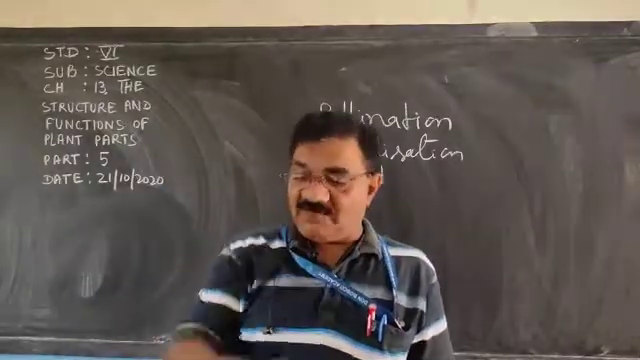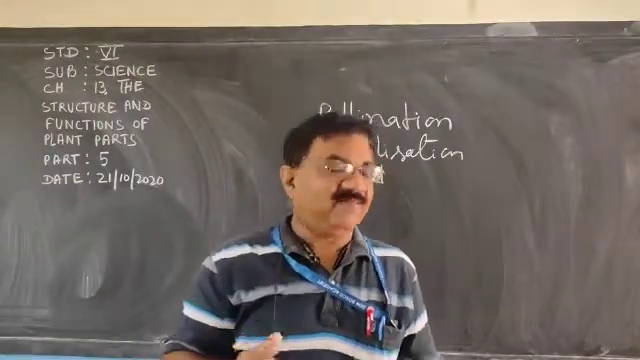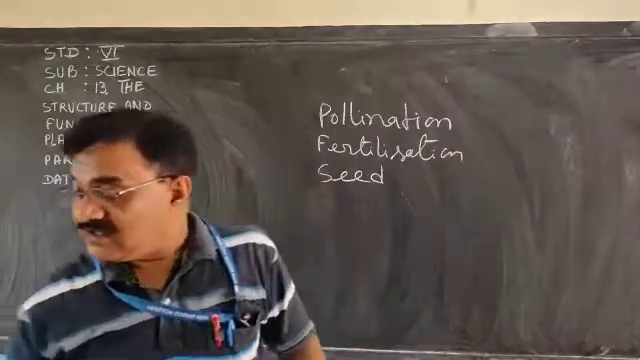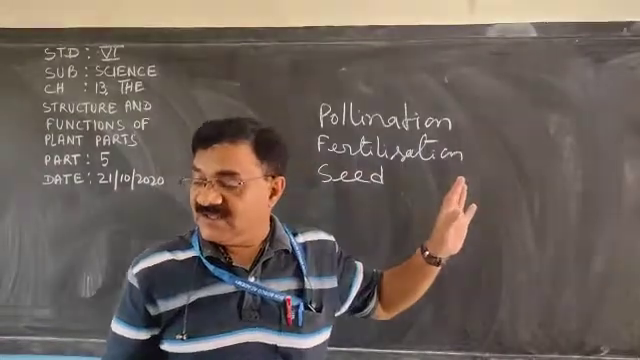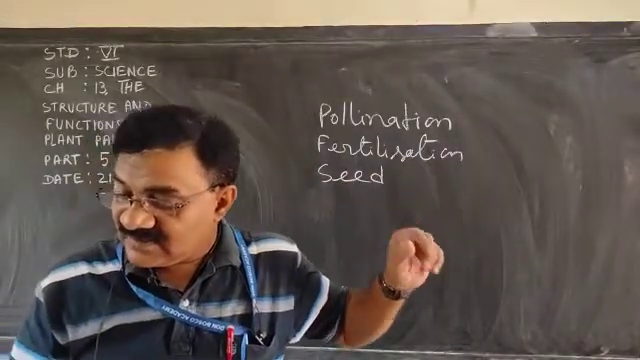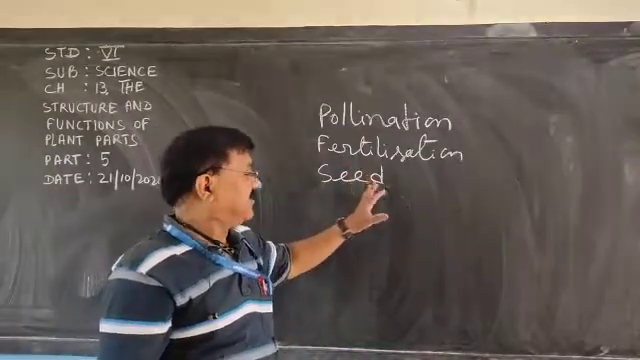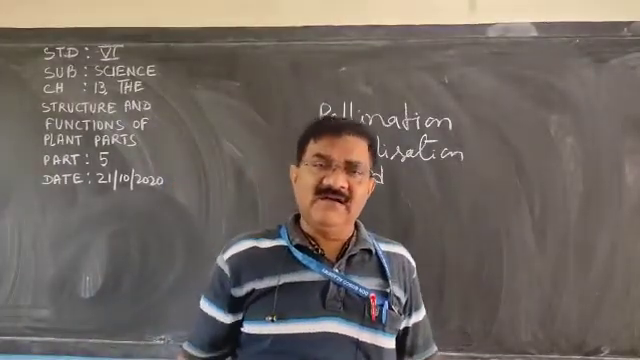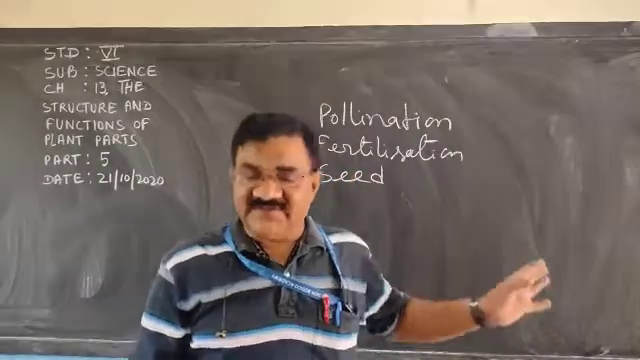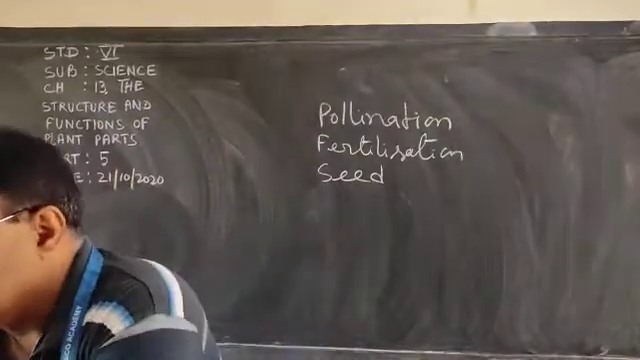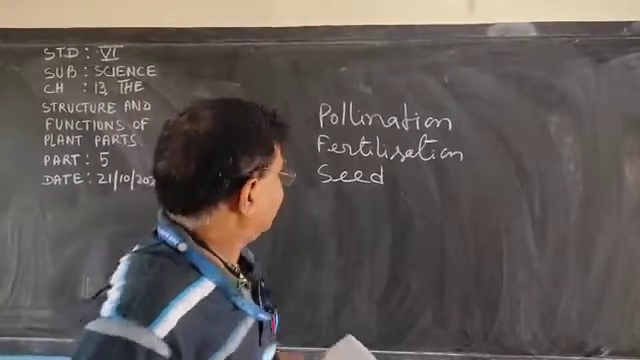Pollination means transfer of pollen grain from anther to stigma of the flower of same type. It's called pollination. The process of fusion of male cell and female cell is called fertilization. After fertilization, the ovary matures to form fruit and the ovule develops to form seed. And in seed we have discussed what there is in a seed.